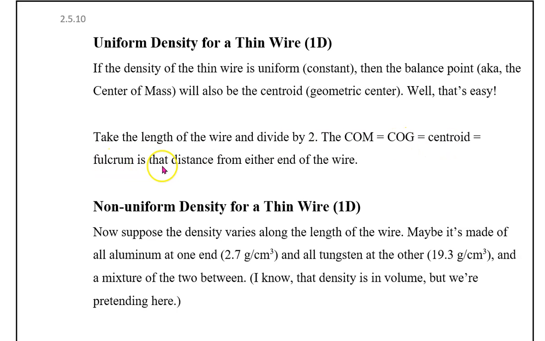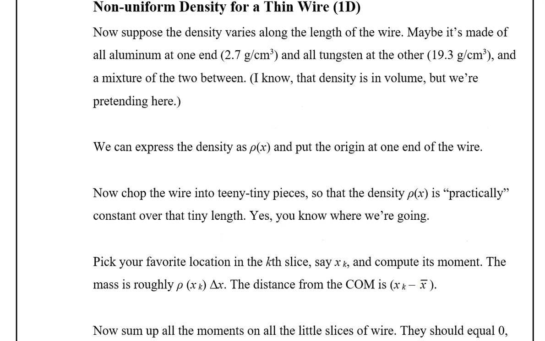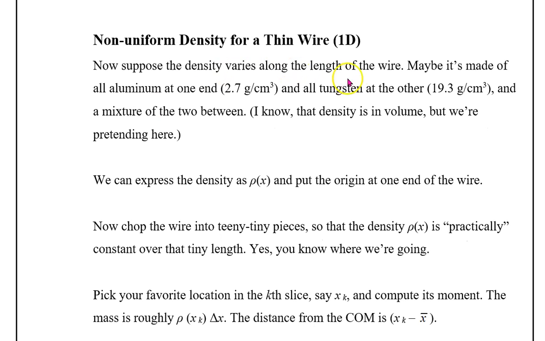And that fulcrum will be the distance from either end of the wire. What, on the other hand, if it's not uniform density? Now we're going to suppose that the density varies along the length of the wire. Maybe it's made of all aluminum at one end, which is about 2.7 grams per cubic centimeter, and all tungsten at the other, which is quite dense at 19.3 grams per cubic centimeter.